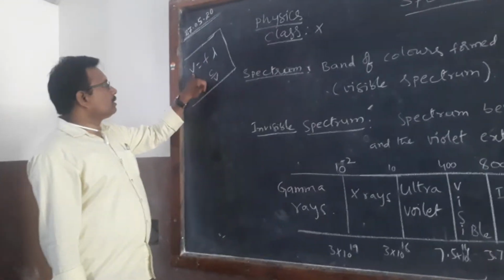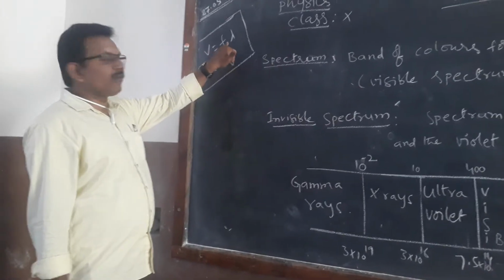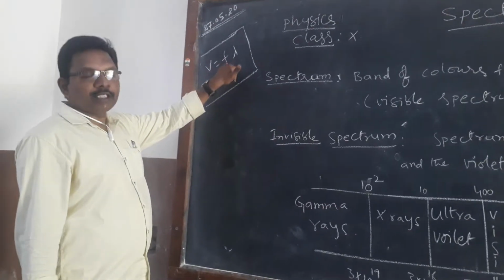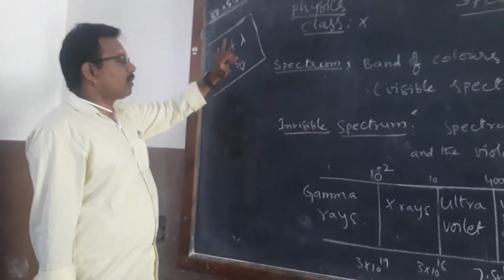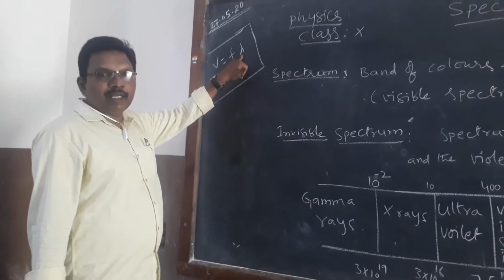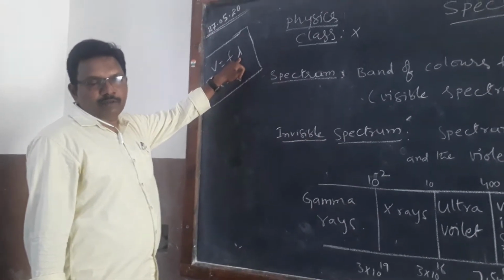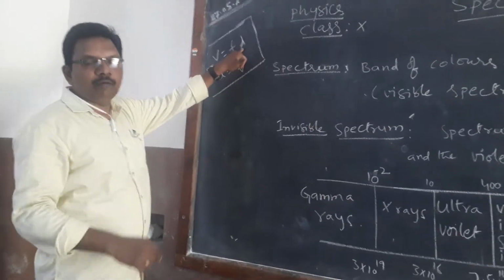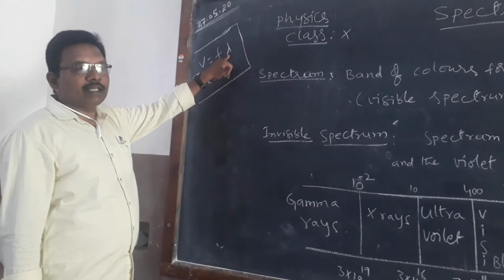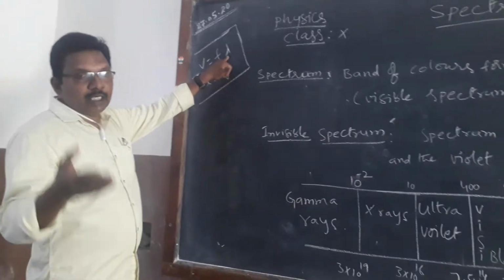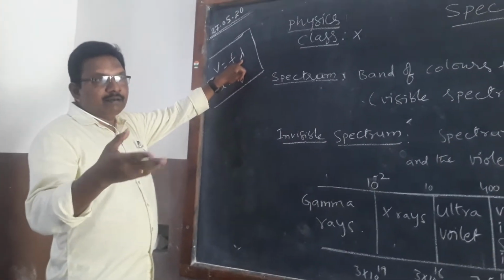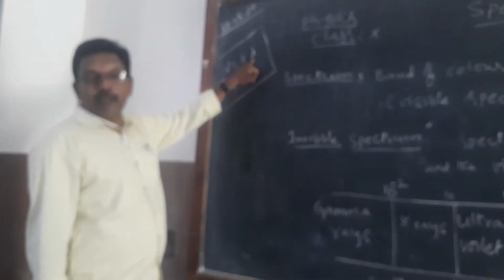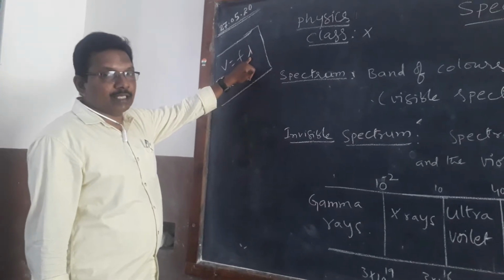See here, V is equal to F lambda, the well-known formula. Velocity is equal to frequency into wavelength. This is the familiar formula we know. Now we know that every color has its own wavelength. Every color in the white light, from red to violet, has its own wavelength. For example, as I told you in the previous class, the wavelength of the violet color is 4000 angstroms and the wavelength of the red color is 8000 angstroms.